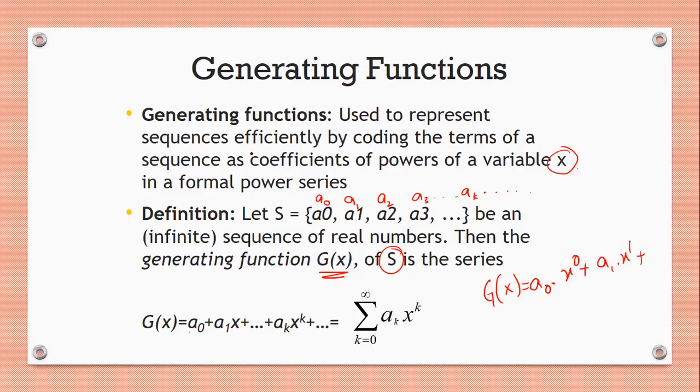So the sequence has coefficients of those powers. If the coefficient is a0, I take x power 0. If the coefficient is a1, I take x power 1, and a2 x squared, plus and so on, up to ak, where we take x power k, and up to infinity. Now this can be written in sigma notation as the sum from k equals 0 to infinity of ak into x power k. This is the simplest definition of a generating function.